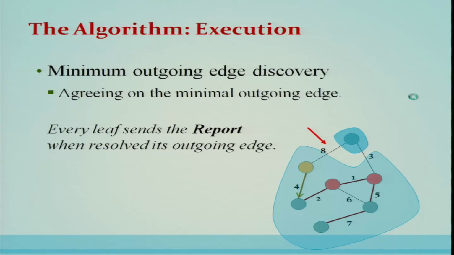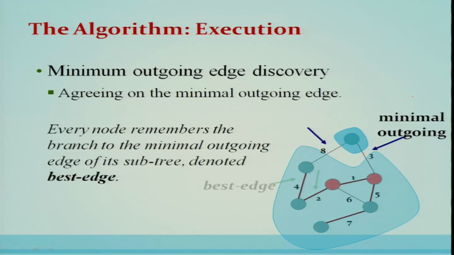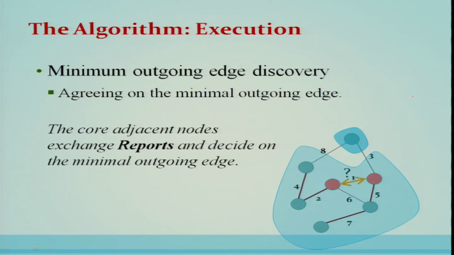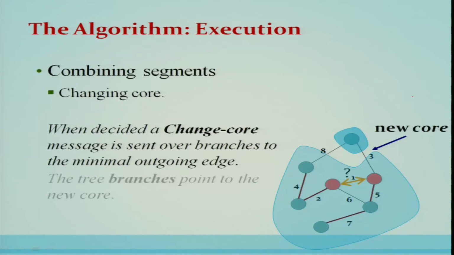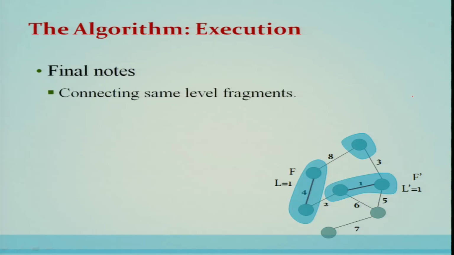Every leaf sends the report when it resolves its outgoing edge, and its children send theirs. Every node remembers the branch to the minimal outgoing edge of its sub-branch, denoted the best edge. The core adjacent nodes exchange reports and decide on the minimal outgoing edge. When decided, a change core message is sent over the branches to the minimal outgoing edge. The tree branches point to the new core. Finally, a connect message is sent over the minimal edge.